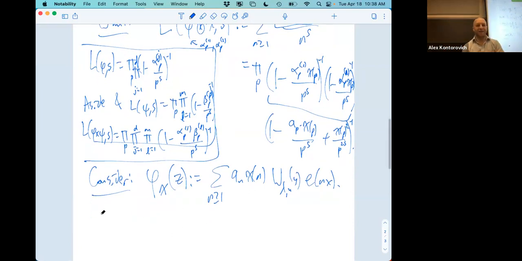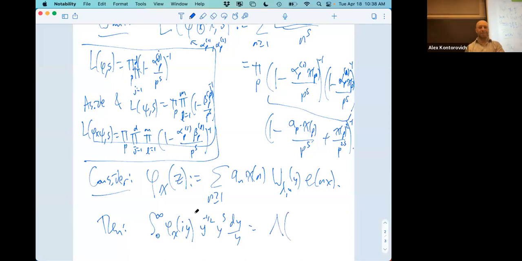Then the integral from 0 to infinity of phi chi (iy), I always like to multiply by a y to the minus a half here, y to the s, dy over y, will be the completed L function with the gamma factors and the 2 pi to the s of phi times chi at s. Same as before. So we can get that L function by writing this thing.